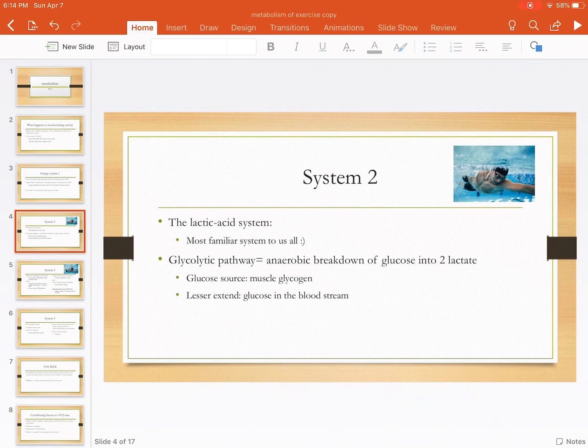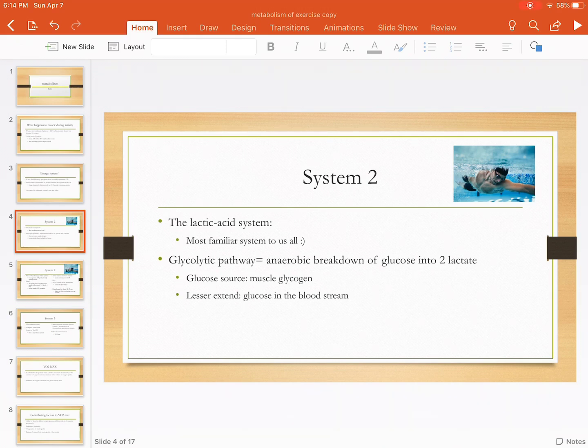Also, this is a very important system in swimmers, because they need to start an activity, they need to increase their activity level to a faster speed really quickly, and that is why it's an important system.